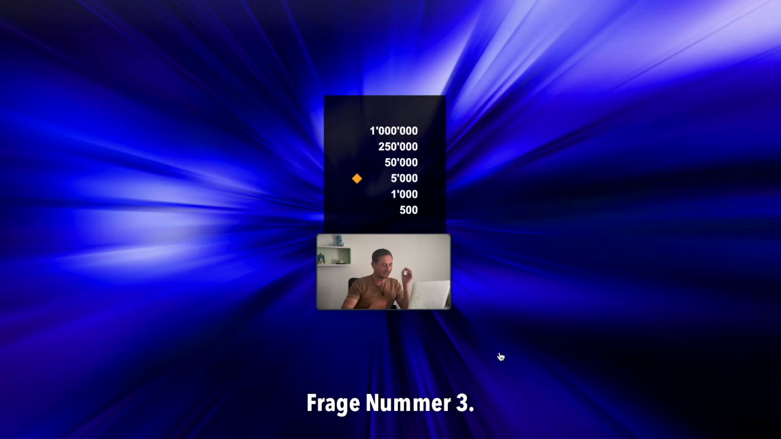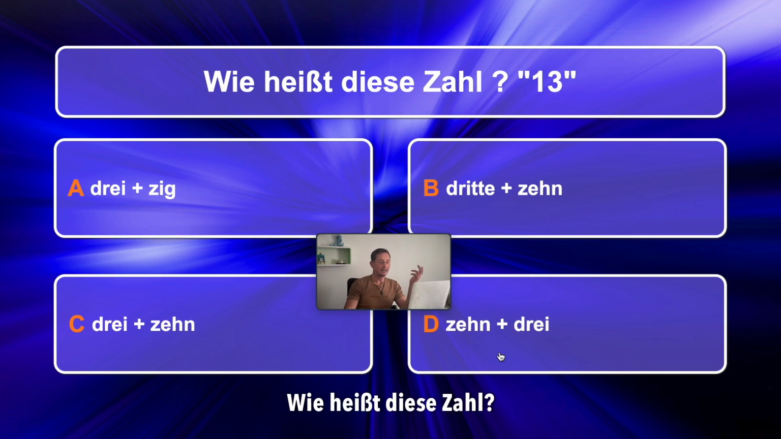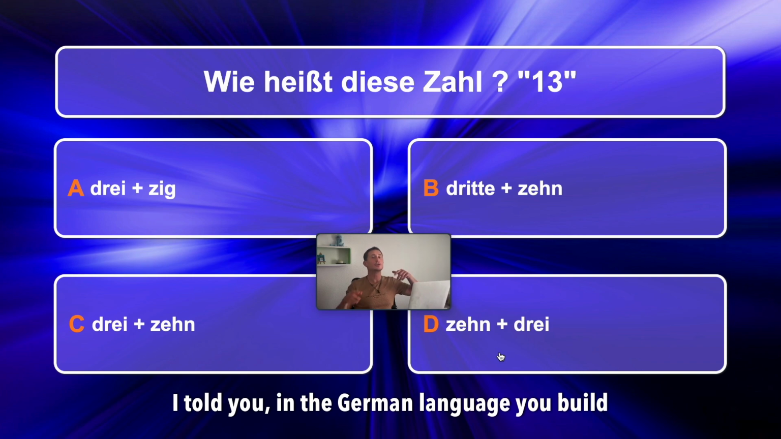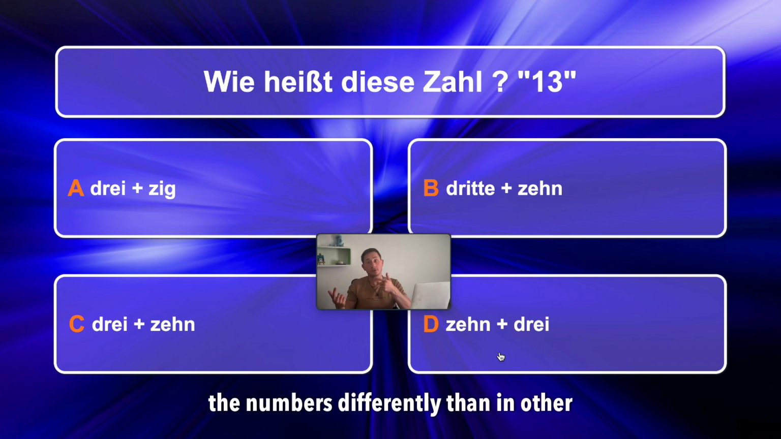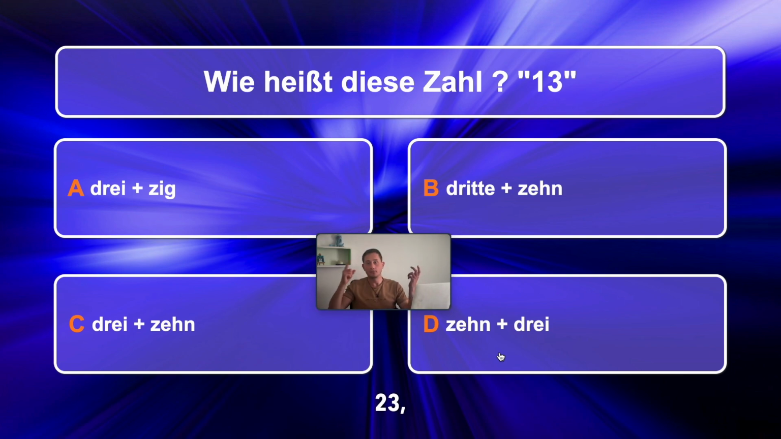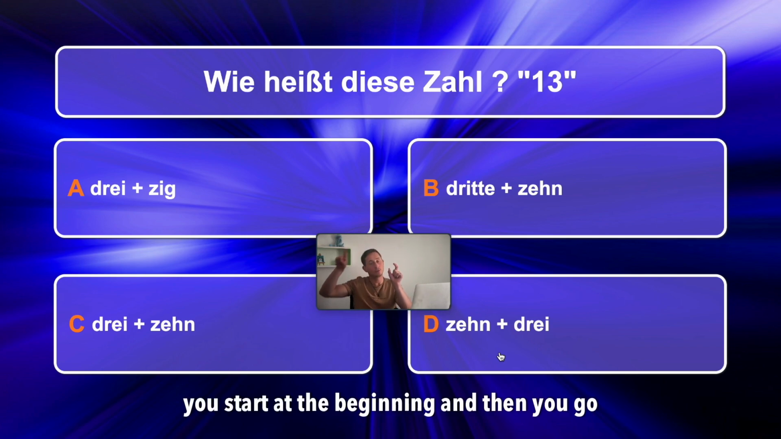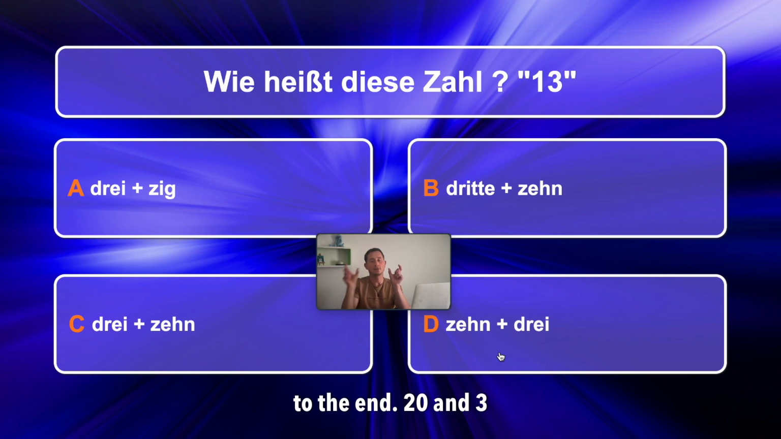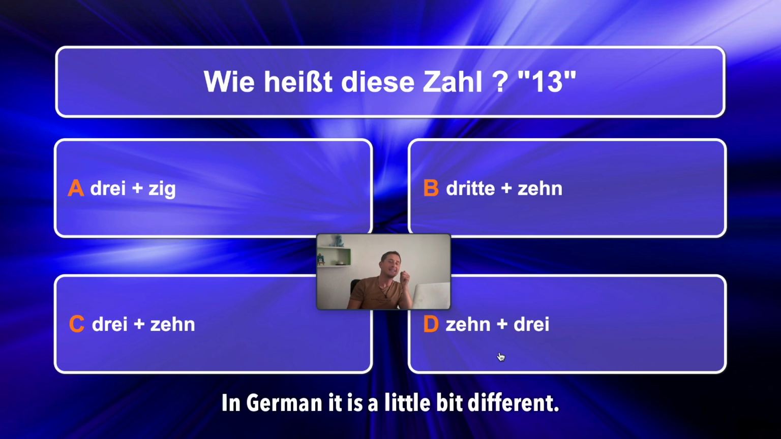Frage Nummer 3. Wie heißt diese Zahl? I told you in the German language you build the numbers differently than in other languages. For example, in Spanish or in the English language, 23. You start at the beginning and then you go to the end. 20 and 3. In Spanish, 23. In German, it is a little bit different.